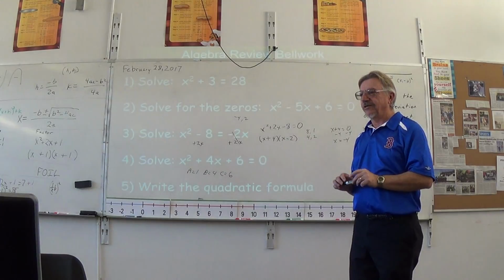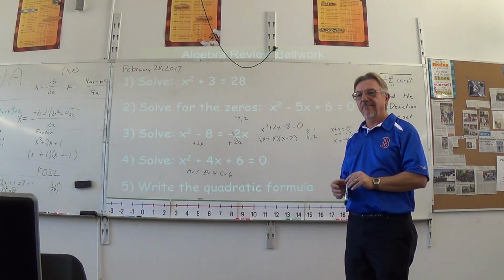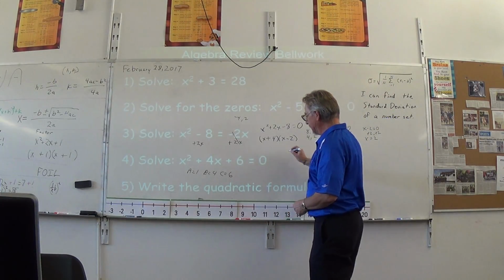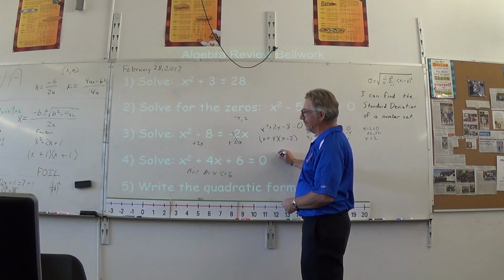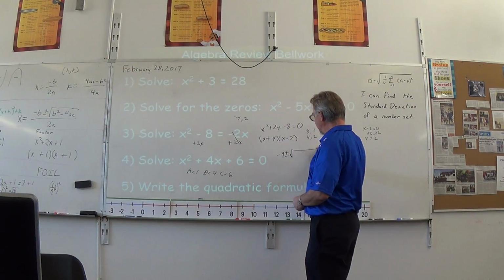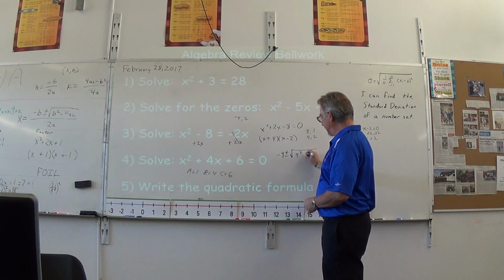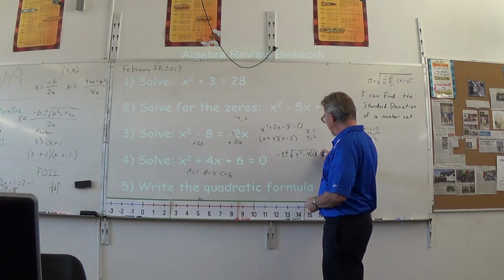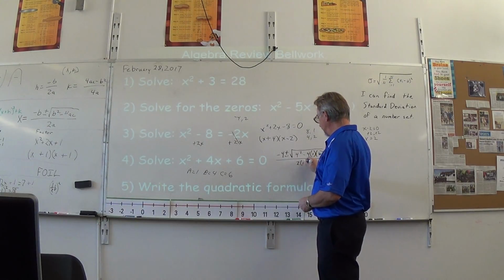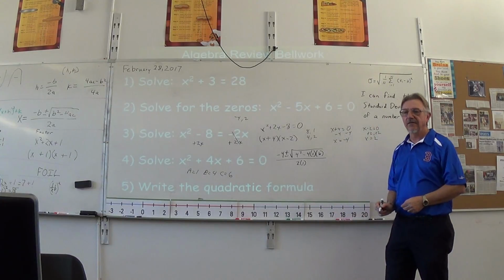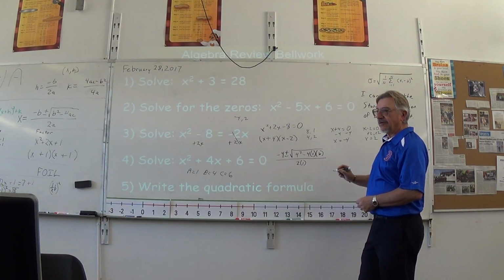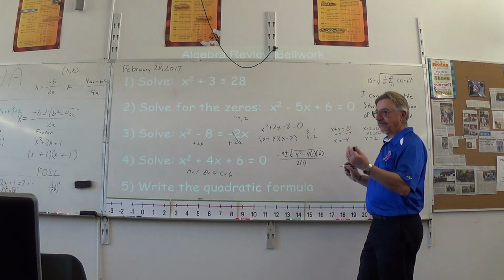Okay, who came up with something that was kind of different? Let's see, we've got negative 4 plus or minus the square root of 4 squared minus 4 times 1 times 6 divided by 2 times 1. Yep. Joey, pay attention?